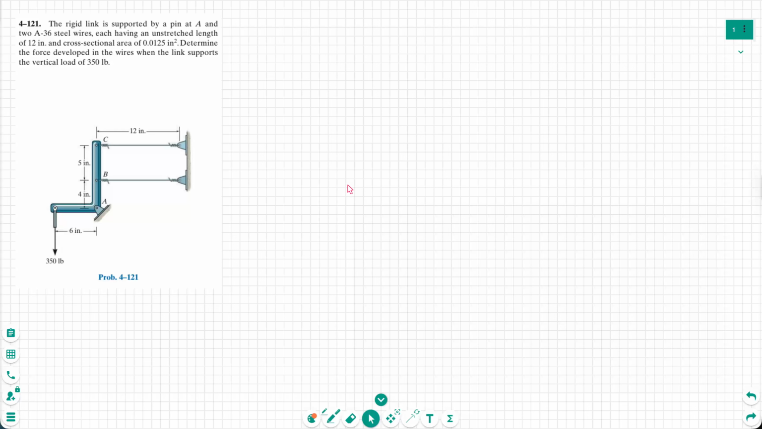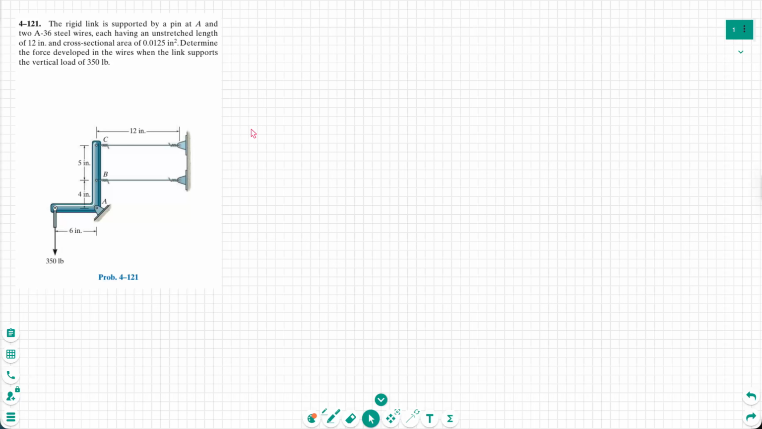Hello everyone. Today I'm going to work on this problem. I chose this problem from Mechanics of Materials by R.C. Hibbeler, 9th edition. It is just a problem that we can solve using the compatibility equation.